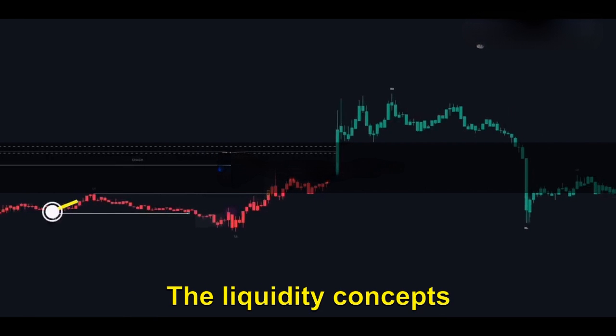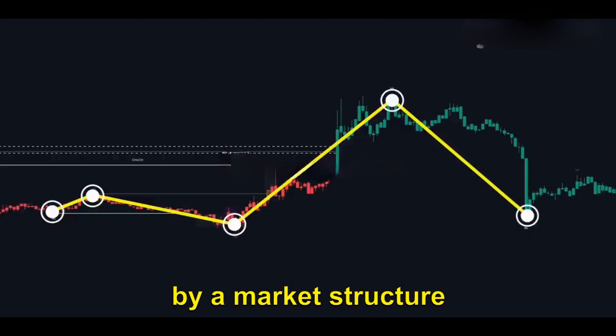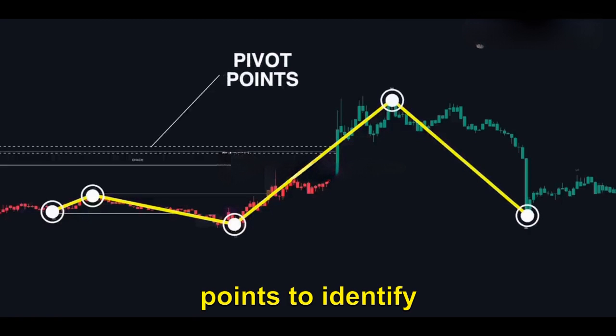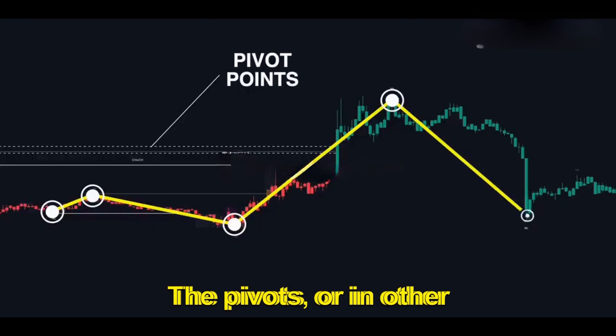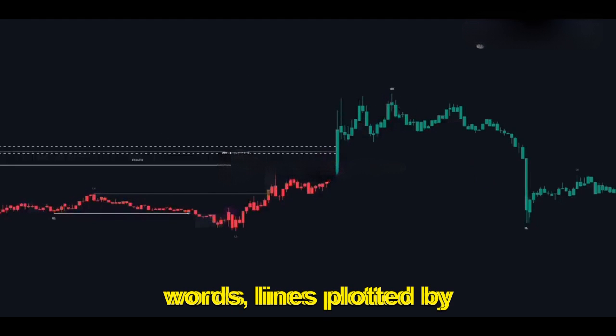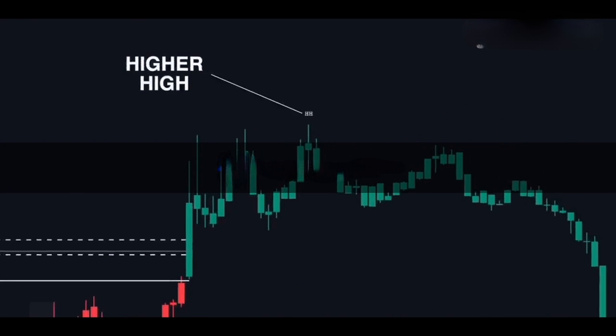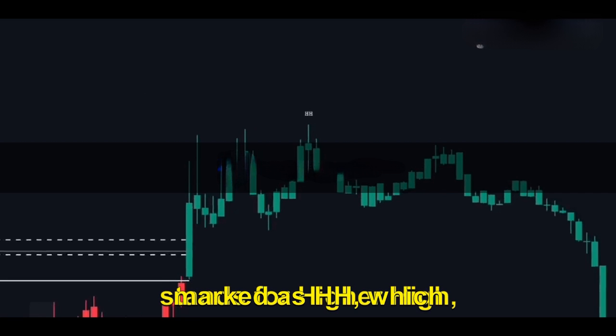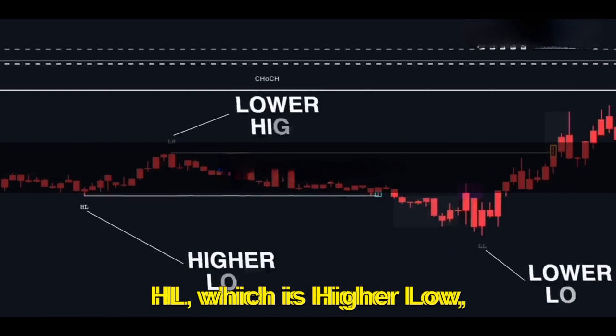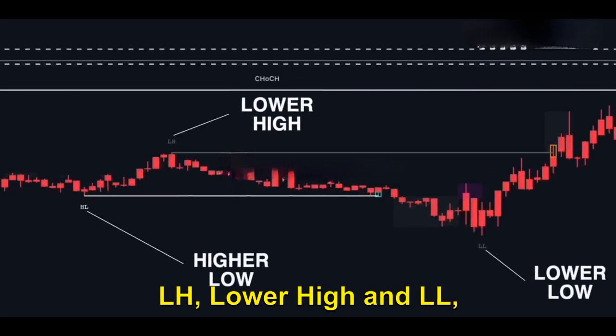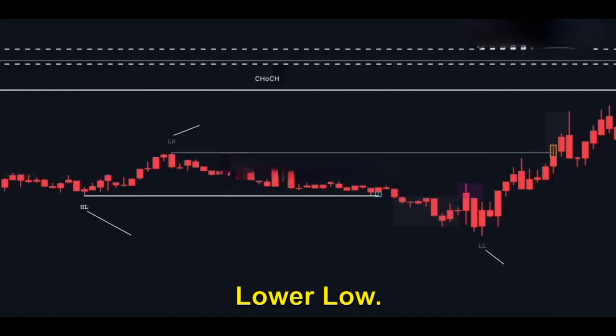The Liquidity Concepts indicator is supported by a market structure detector and pivot points to identify resting liquidity and stop-loss levels. The pivots, or in other words, lines plotted by this indicator on the chart, are based on market highs and lows. These highs and lows represent the market structure and are marked as HH, which stands for higher high, HL, which is higher low, LH, lower high, and LL, lower low.